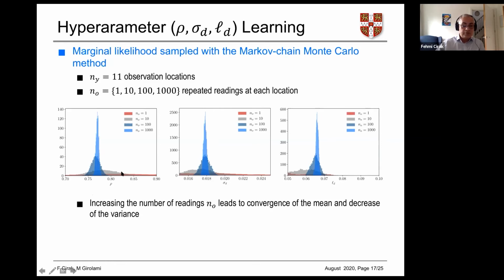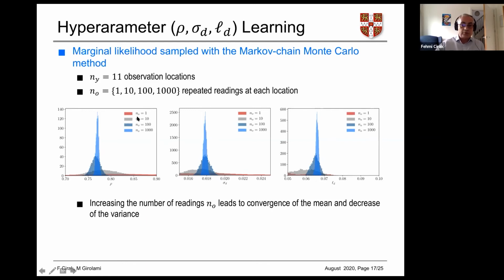You can see that it is very broad. Okay, it doesn't have an obvious maximum. So rho can be anything here. We don't have any confidence about its exact value. And the same, sigma is also quite broad. L is a little bit more focused, right? But one reading seems to be, in this case, not enough.